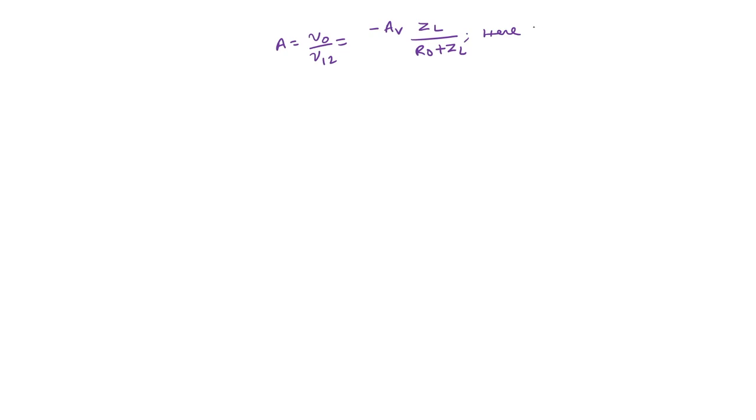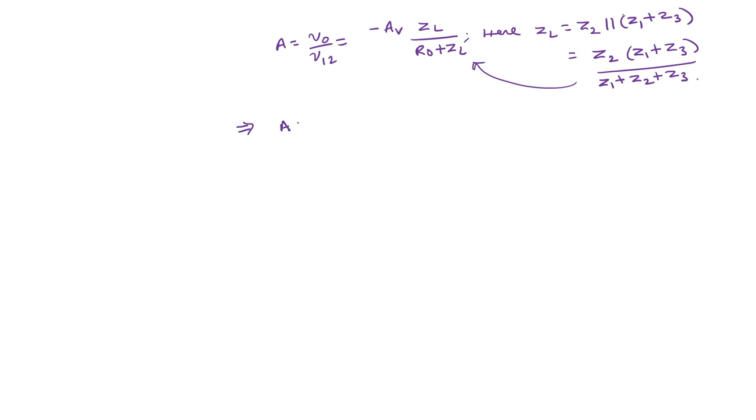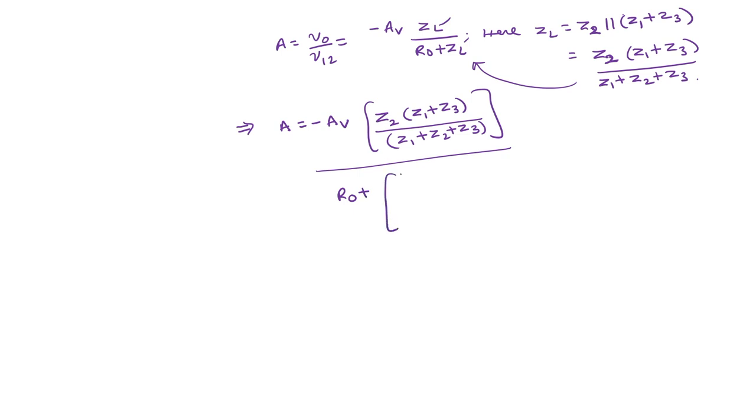Here ZL is Z2 in parallel with Z1 plus Z3. This is equal to Z2 into Z1 plus Z3 divided by Z1 plus Z2 plus Z3. If I substitute this here, in place of A, minus AV times, this is Z2. ZL is Z2 into Z1 plus Z3 divided by Z1 plus Z2 plus Z3, is the numerator. This ZL whole divided by R0 plus again ZL, which is the same thing: Z2 into Z1 plus Z3 divided by Z1 plus Z2 plus Z3.